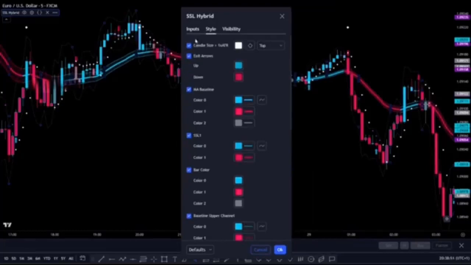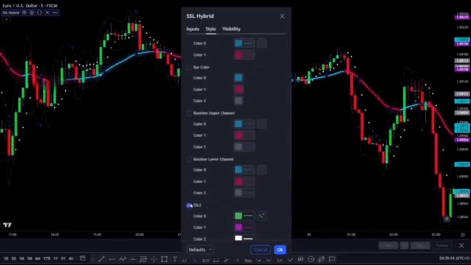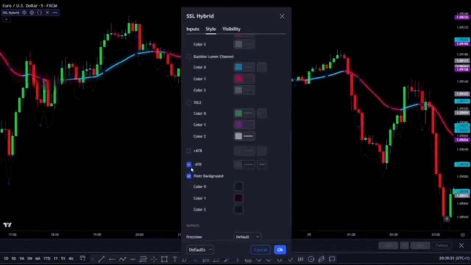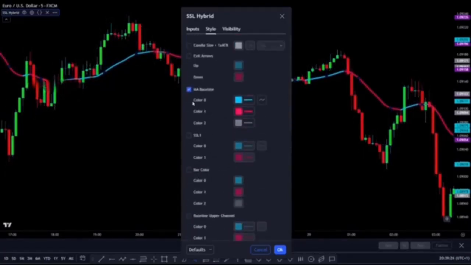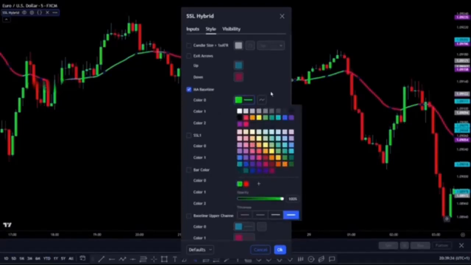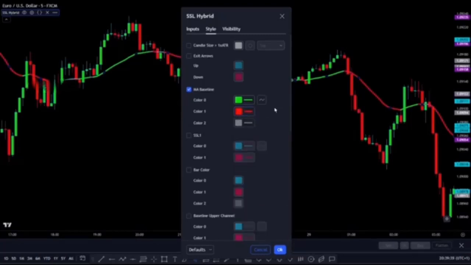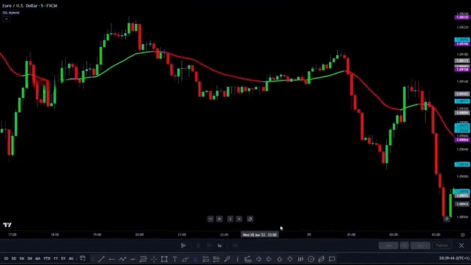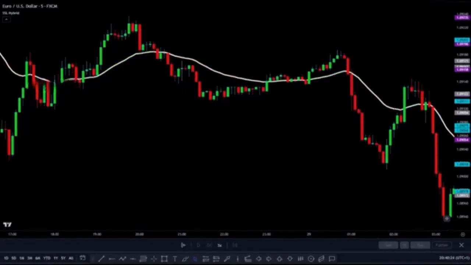Then, go to the Style tab and uncheck everything except for the EMA baseline option. You can also change the colors of the EMA baseline if you like. I usually prefer green for color 1 and red for color 2. This EMA baseline helps us know the direction of the main trend, so we only trade in line with that trend. It's a simple moving average indicator that gives us clear signals and can be quite effective.